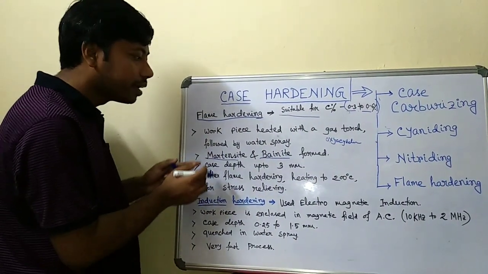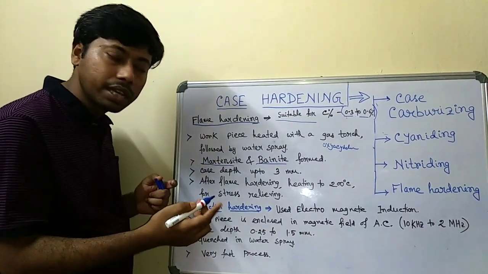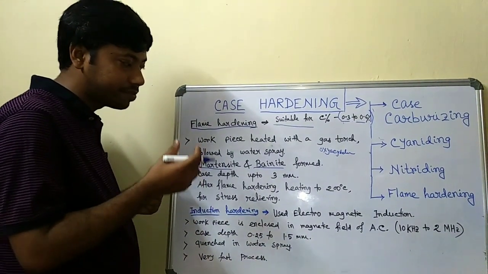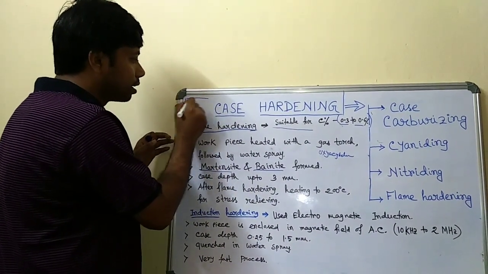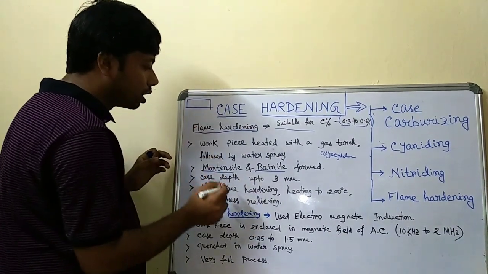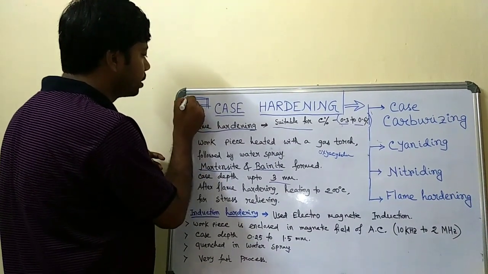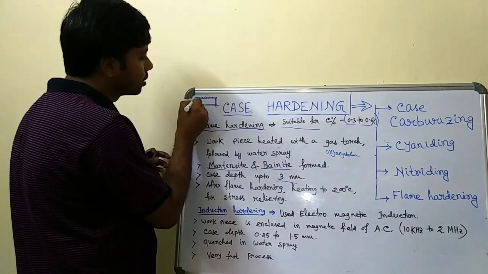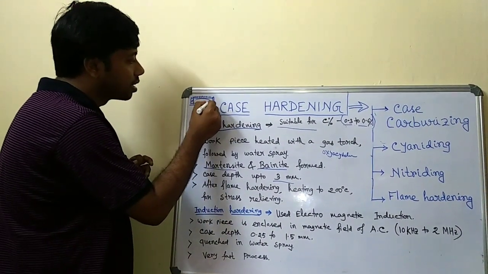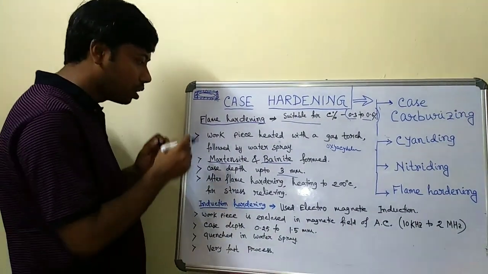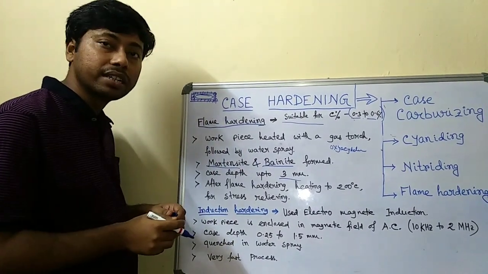When martensite and bainite form in the outer surface of the periphery of the material, that gives the case depth. Suppose this is the material, and up to 3 millimeters of the outer surface of the periphery is the part where martensite and bainite can be formed, but the inner section is soft in nature. This is important. This is the case depth: 3 millimeters can be achieved through the flame hardening process.